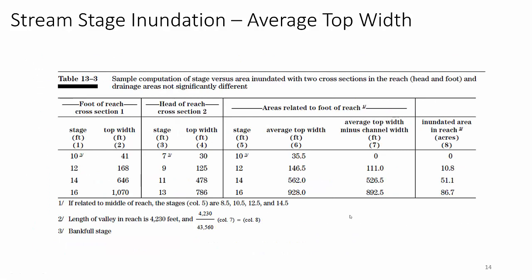So let's say we have two cross sections, cross section 1 and cross section 2. Now areas related to the foot of the reach for each of the stages are averaged. So the average between 41 and 30 is 35.5, and that's the way you come up with these. You create an average cross section of the system, and that's the way we create the inundated area in reaches in acres. Not complicated, just tedious. That's what spreadsheets are good for.